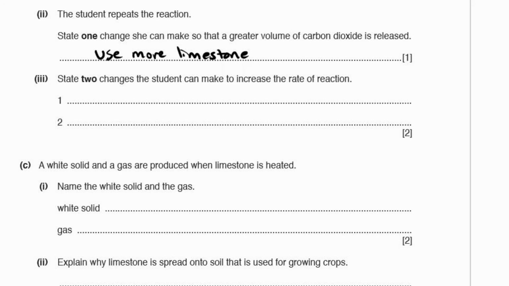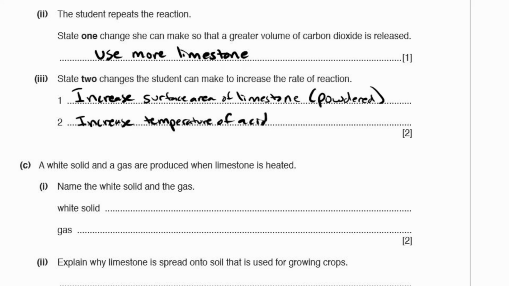Okay, part 3. State 2 changes the student can make to increase the rate of reaction. Okay, so there's a few things that can be done. She can either increase the surface area of the limestone, she can powder it, she can increase the temperature of the acid, or she can increase the concentration of the acid. But you should only write down 2 answers. Okay, so I wrote down you can increase the surface area of the limestone, you can make it powdered, or you can increase the temperature of the acid. It doesn't matter which of the 3 you write down.